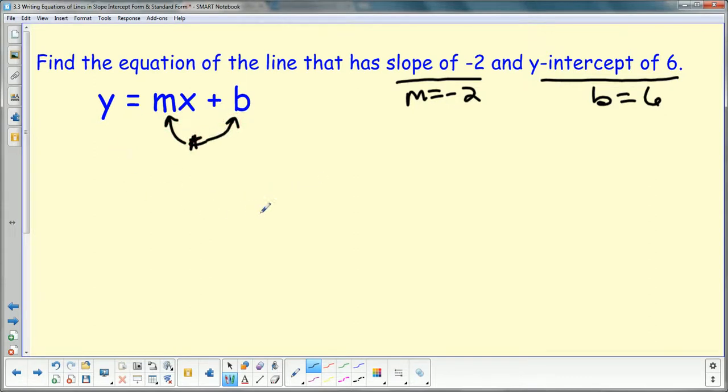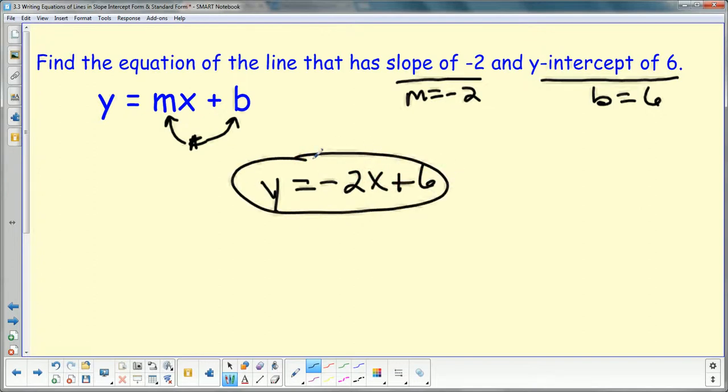Okay, y and x should actually stay as variables, as letters. So we're going to say y equals, instead of m I write -2x plus our b is 6. And that would be our equation. And now we could also graph this line if you were asked to. Remember, going back, y-intercept is 6, so I go up 6, and then our slope is -2, which remember really is -2 over 1, so I go down 2, right 1, and then I could draw my line there. Okay, that would be how we would graph it.